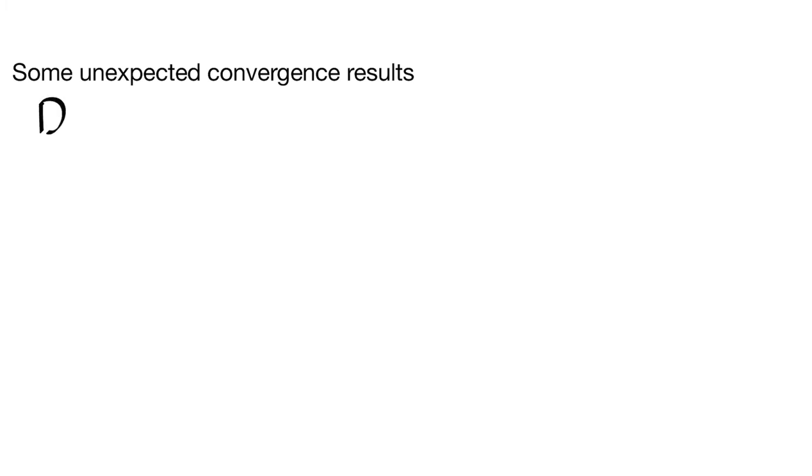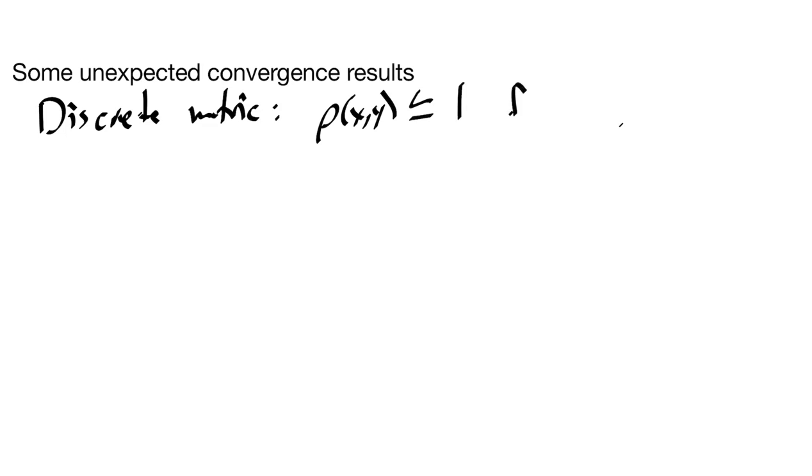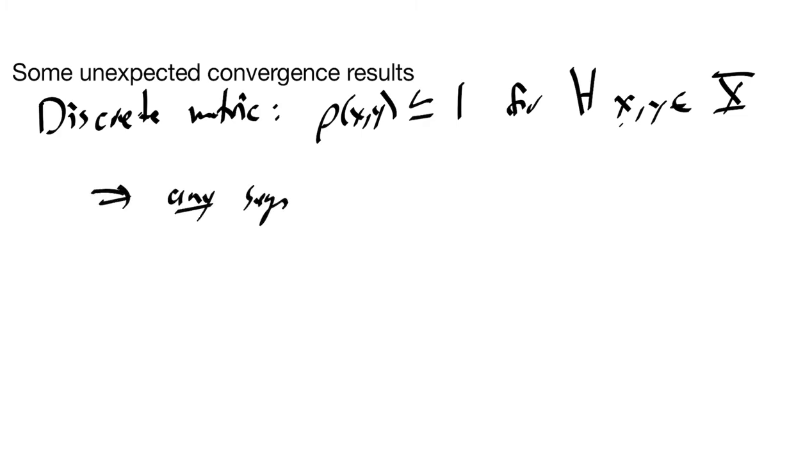The first is, I want you to notice something about the discrete metric. Notice the discrete metric means that rho of x y is less than or equal to 1 for all x and y in a discrete metric. So what does that mean? Well, that means that any sequence in a space with the discrete metric is bounded. It's bounded by 1.